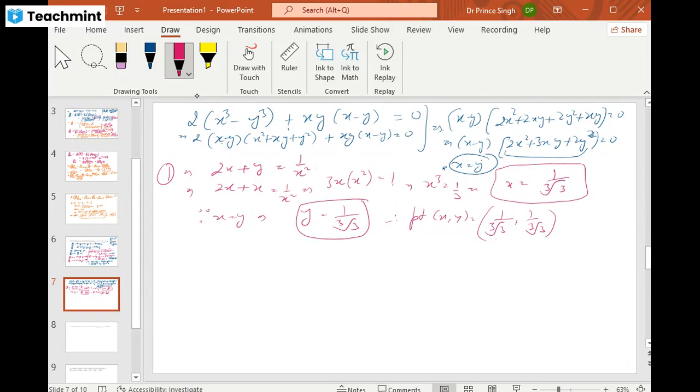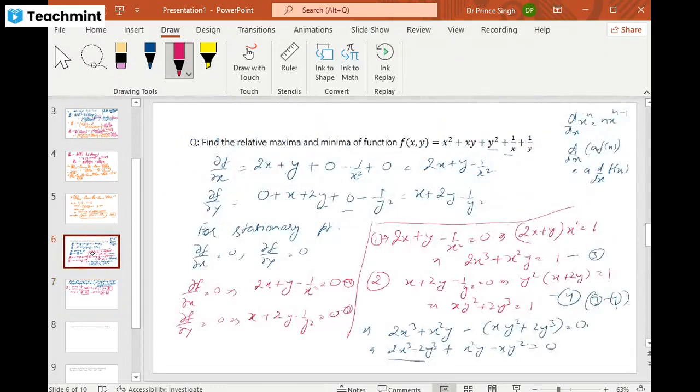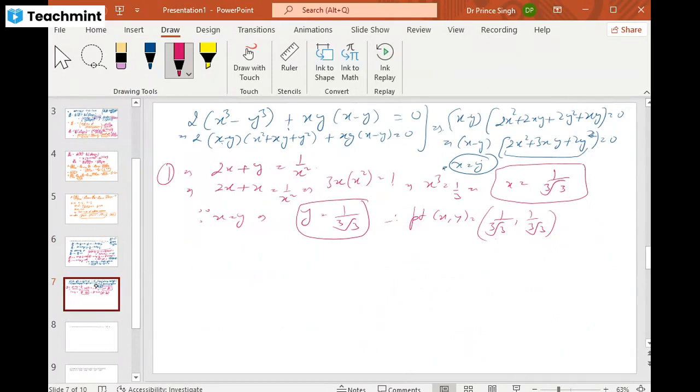This is the extreme point, right? Because a³ equal to b³ has only one real root, that is a equal to b. Now we need to check whether this is the extreme point or not. So for that we are going to calculate the second order derivative with respect to x.